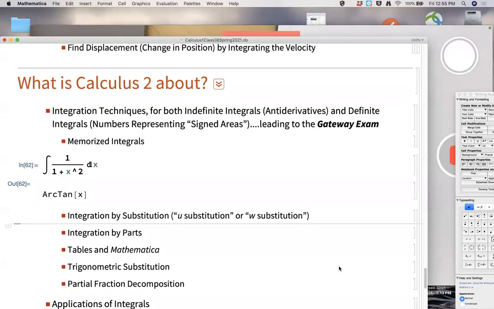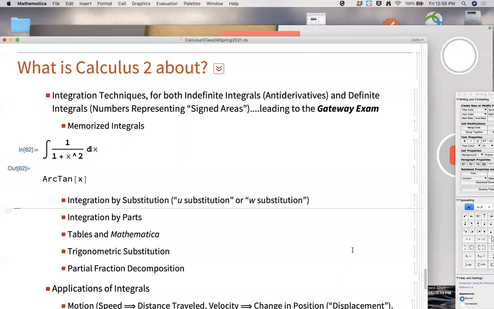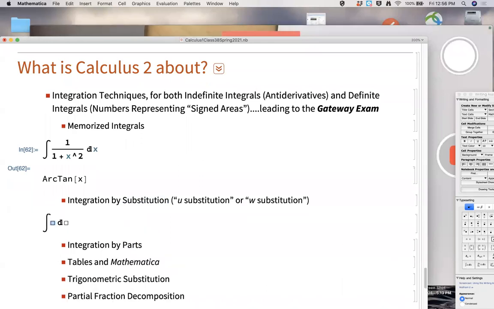We also introduce some techniques for integration, most prominently something called integration by substitution and integration by parts. Integration by substitution helps you integrate things like x squared times cosine of x cubed.